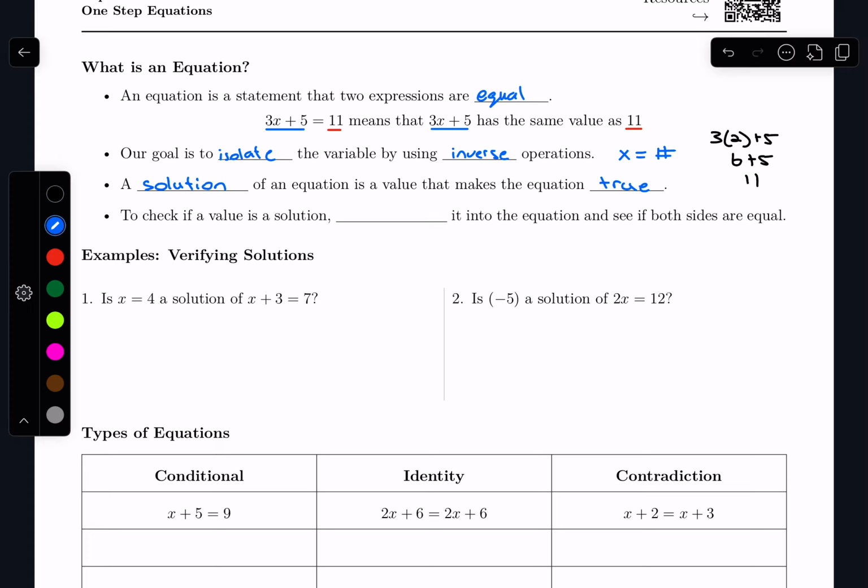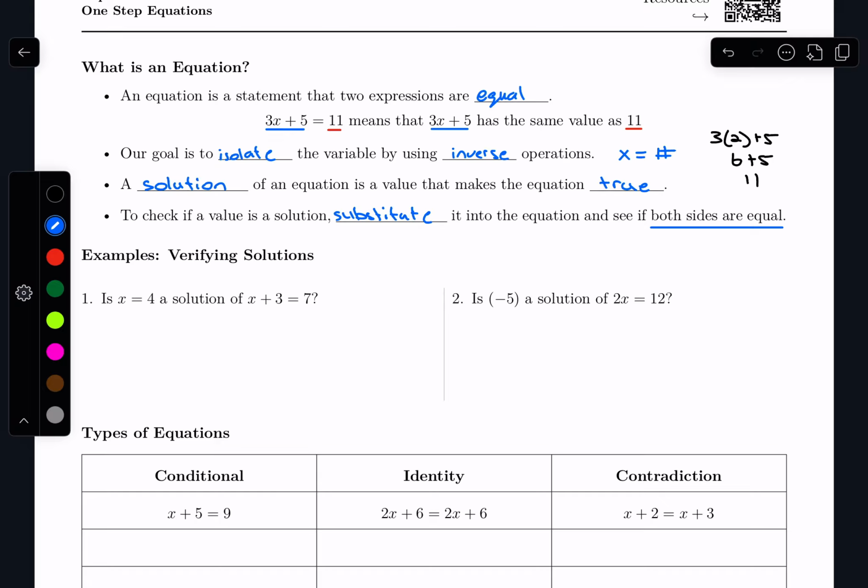And to check when we solve for an x value, if we actually got a solution, we're going to do exactly what I did in black over on the side there. We are going to substitute that solution into the equation for the variable and see if both sides are equal to each other. Another word for substitute, by the way, you might have heard is just called plugging in. So we're going to plug in our answer and see if it works.